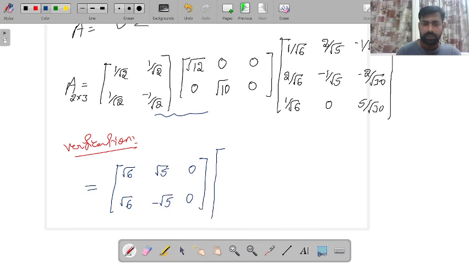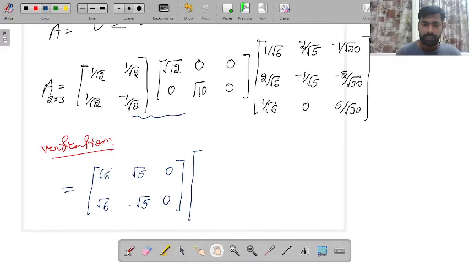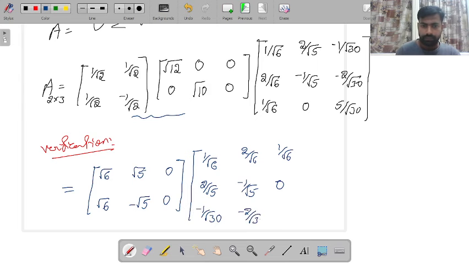And let me write what V transpose is here. V transpose is 1 by root 6, 2 by root 6, and 1 by root 6, and then 2 by root 5, negative 1 by root 5, and 0, and negative 1 by root 30, negative 2 by root 30, 5 by root 30.